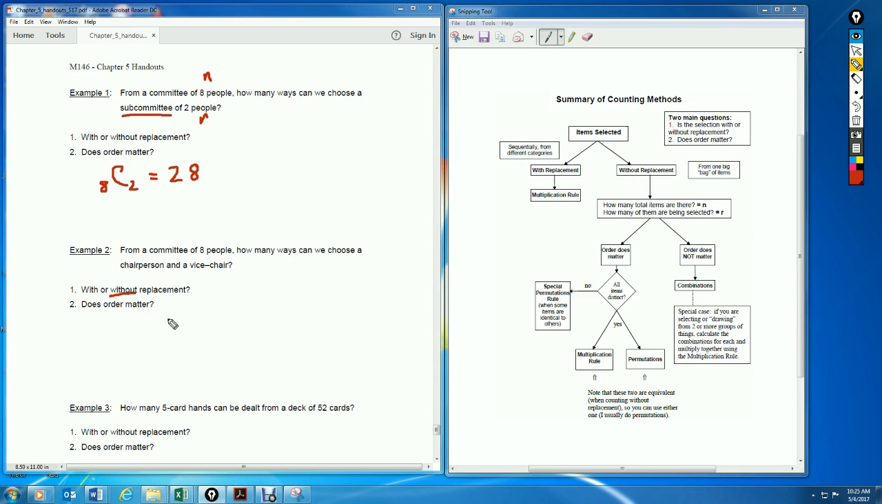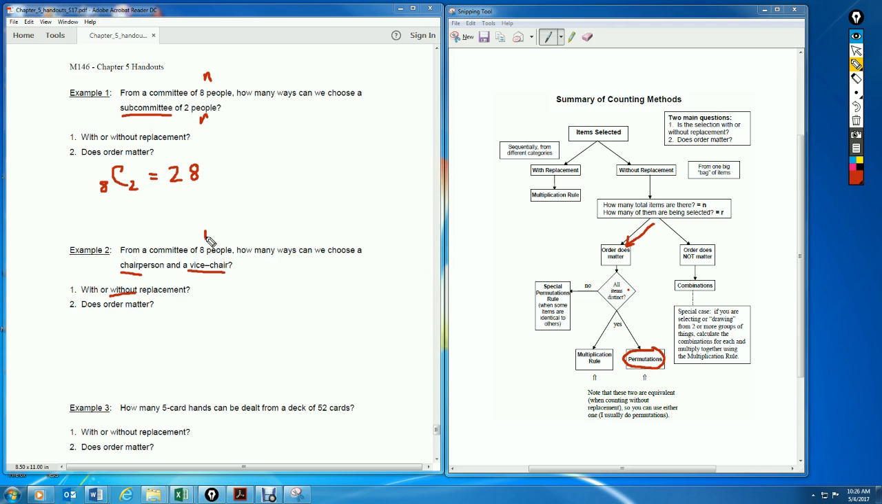Does the order matter? In this case, it does, because we're specifically choosing a chair and a vice chair. So it's different, for example, if I choose Erica to be the chairperson and Samantha to be the vice chair, versus if Samantha is the chair and Erica is the vice chair. So the order matters. So if we come back to the flow chart, this time we want to come down this way. The order does matter. All the items are distinct. So I want to use permutations.